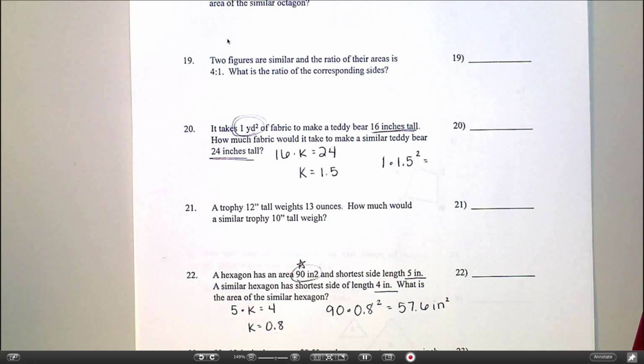It's 2.25. When do you have to turn the yard into inches? No. Good question.